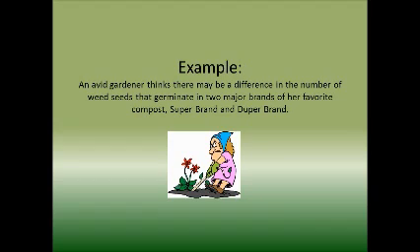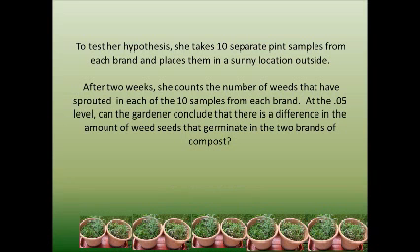In our example, a gardener thinks there might be a difference in the number of weed seeds that germinate in 2 major brands of her favorite compost, Super Brand and Duper Brand. To test her hypothesis, she takes 10 separate pint samples from each brand and places them outside. After 2 weeks, she counts the number of weeds that have sprouted in each of the 10 samples from each brand. At the 0.05 level, can she conclude that there is a difference in the amount of weed seeds that germinate in the 2 brands of compost?